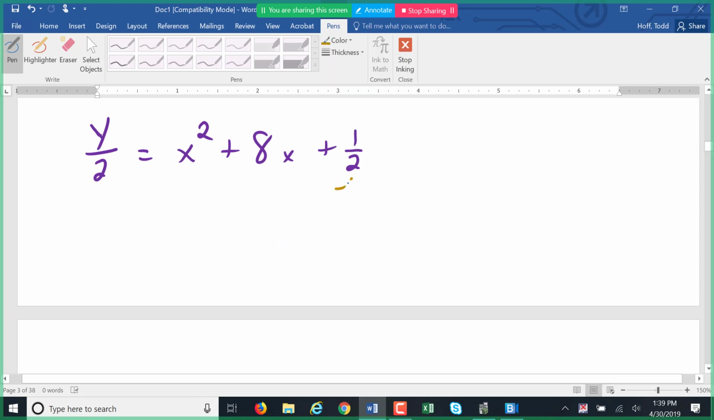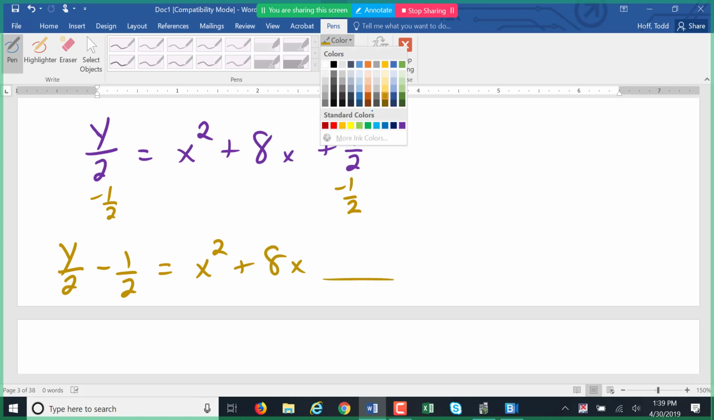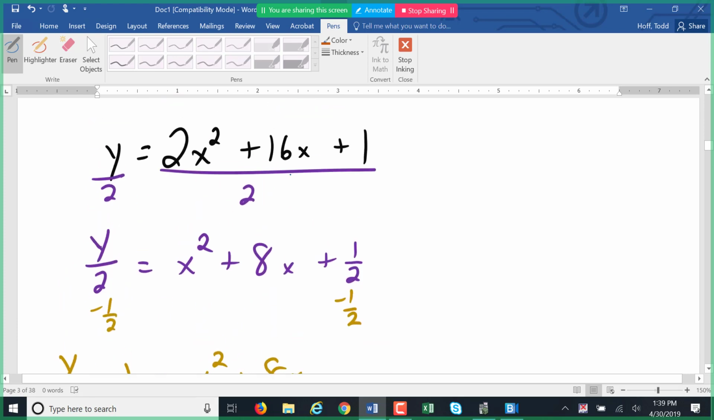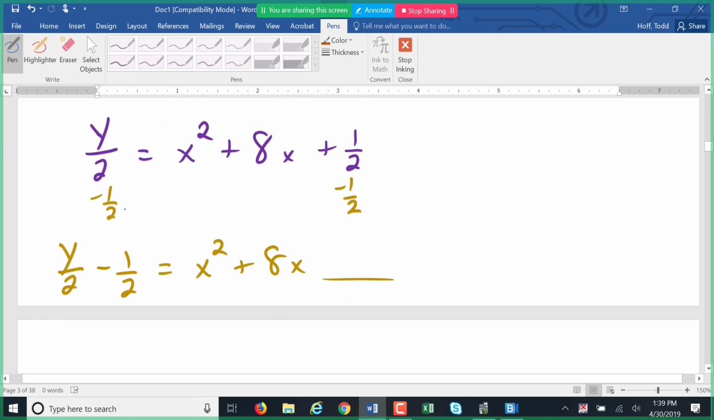So we subtract the 1/2. So we've got y over 2 minus 1 over 2 equals the x squared plus 8x. Note, by the way, little side note, we could have subtracted the 1 first. Y minus 1 divided by 2 would still be y over 2 minus 1 over 2. But typically we go step by step. We divide by that coefficient of x squared first.